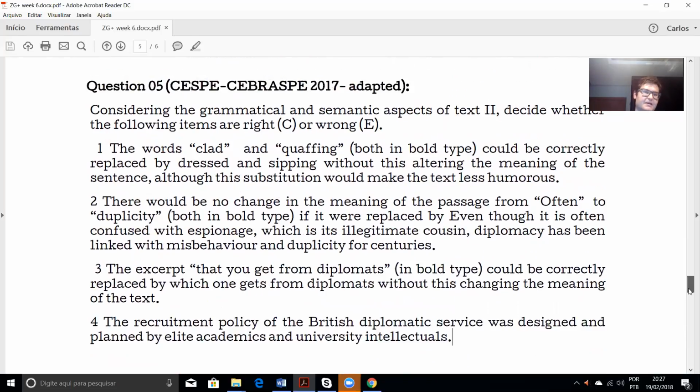Okay, so here recapping question number 5, we have item number 1 wrong, item number 2 right, item number 3 wrong, item number 4 wrong. Okay. All right.